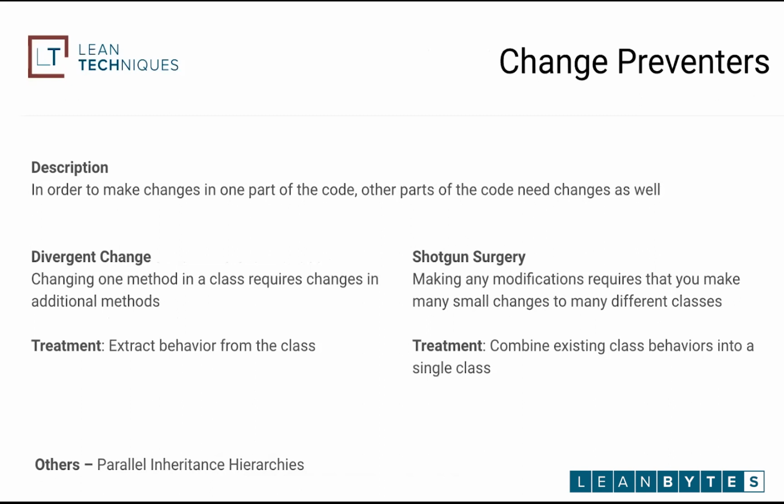So what's the best way to do that? You extract the behavior from the class. But that can also lead to shotgun surgery, where you're extracting too much and you're spreading it out in a way that when you change one class, you have to also change another one. And so that's shotgun surgery. How do you resolve that one? You put them into a single class. So there is a nice median between the 2. Another example of a change preventer, parallel inheritance hierarchies.